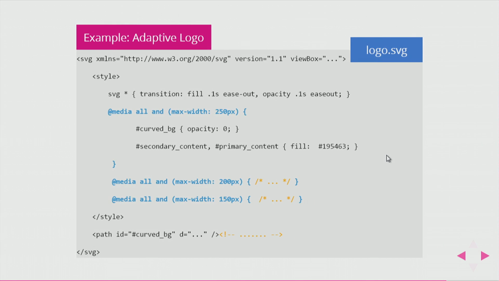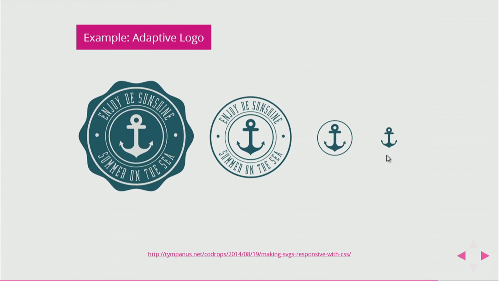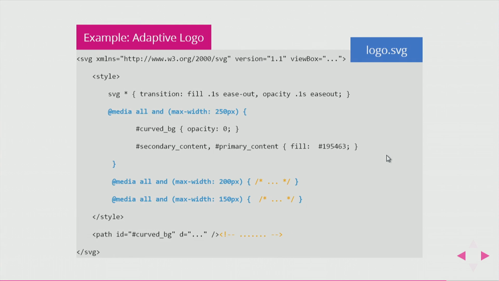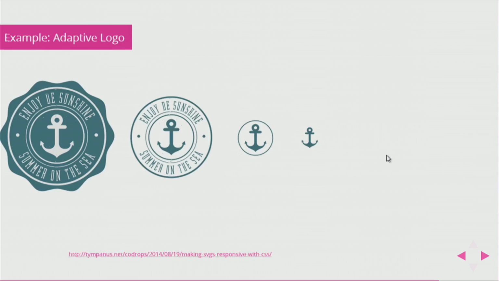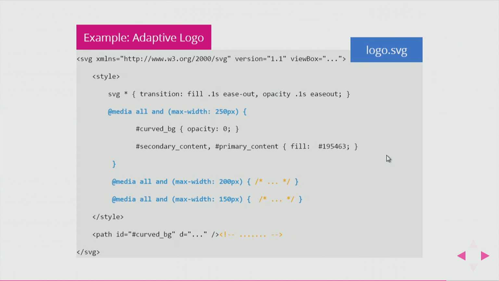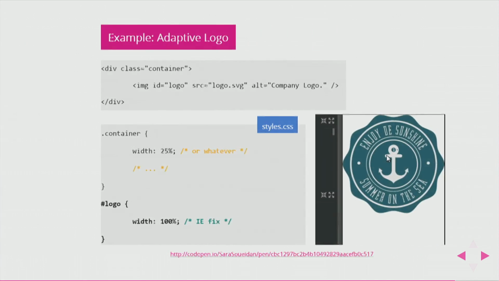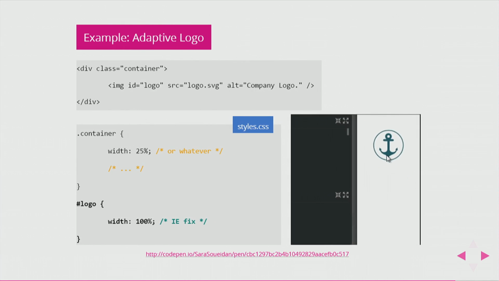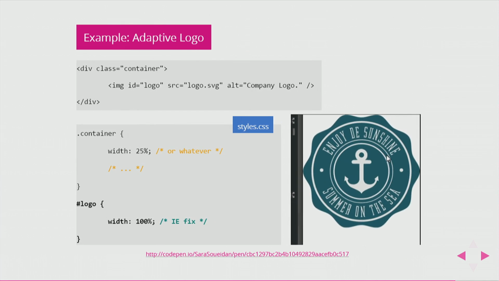So here is the code of the SVG. We have a style tag inside the SVG, and then using media queries, we're specifying viewport sizes, and then specifying, for example, the first thing I did here was I removed the curved background. So here I set the opacity to 0, and then the other content that was white became navy. And then you just keep removing elements, changing them any way you want, just like you would with HTML. And this is the result. When you resize the screen, the logo is going to adapt to the viewport size.